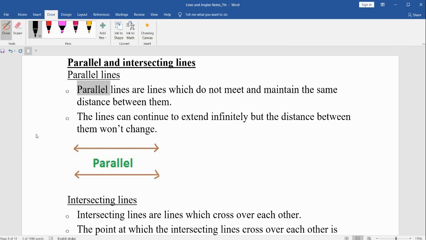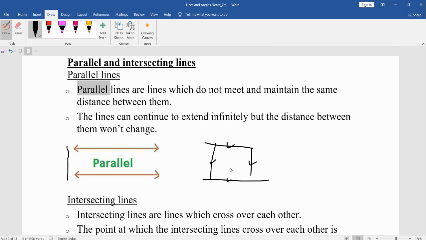If you say that this is your window, then these two lines and these two lines, they never meet each other, and that's why they are called parallel. These are not exact parallel, but if you can see, this is exact parallel.